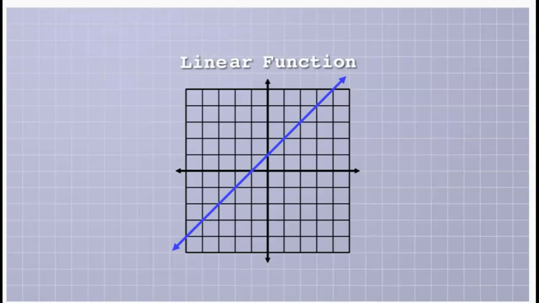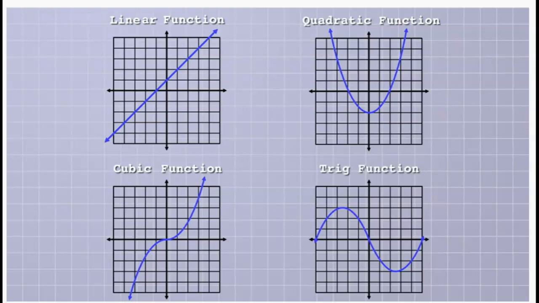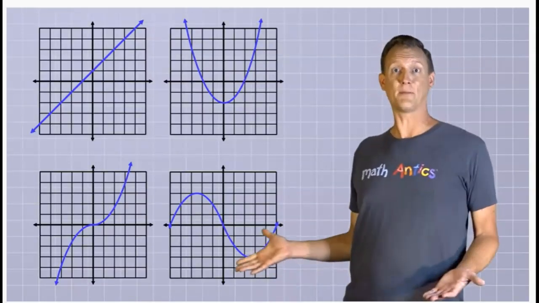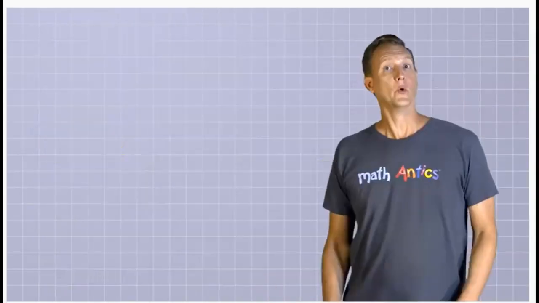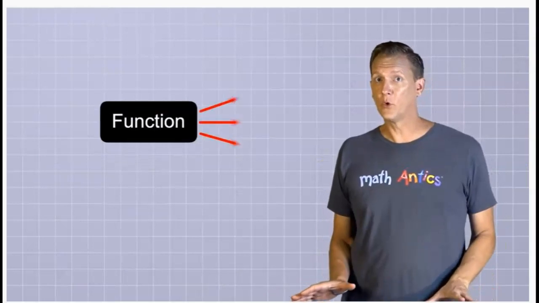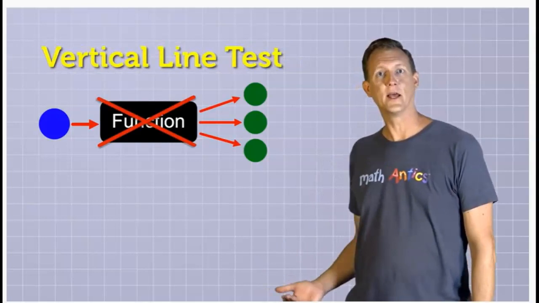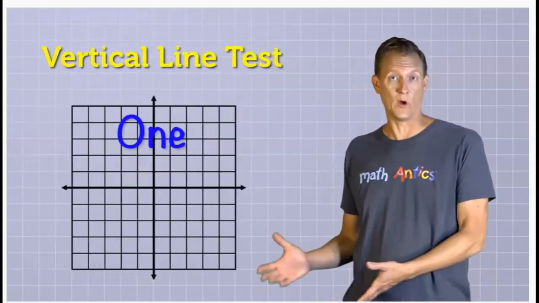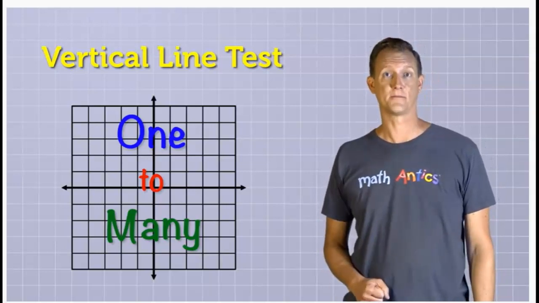In algebra, there are lots of different kinds of functions that have interesting graphs. Quadratic functions, cubic functions, trig functions, and many more. These graphs may look like just a bunch of squiggly lines, but they're all functions. And we can tell they're functions just by looking at their graphs because they all pass the vertical line test. Remember how functions aren't allowed to have more than one output value for a particular input value? Well, the vertical line test helps us see if a graph has any of those one-to-many relations that would disqualify it as a function. Here's how it works.